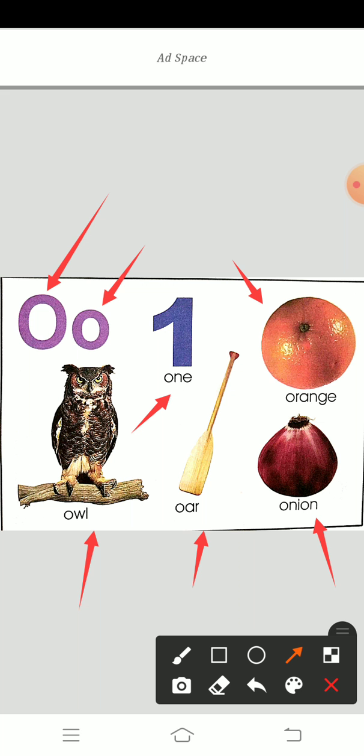ONE, one. Oar: do you know the boat? B for boat, I had taught, no? To sail a boat on the water, we use this oar. With this oar we can move the water, and at that time the boat can move. Orange. O for orange. It is a fruit and also a color. Onion. Onion is used in the kitchen for cooking. I hope you all learned, children.